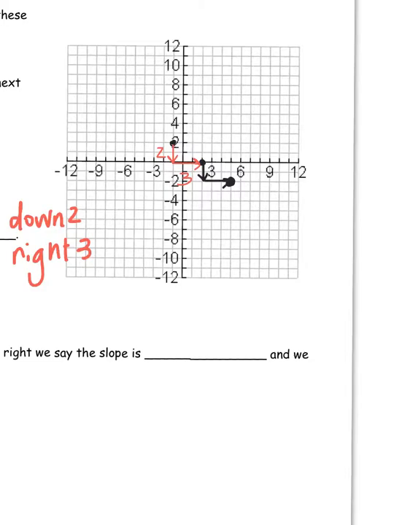Then I'm going to go down 2 and right 3 again. And there's another point. It looks like it is at 8, -4. And then again I'm going to go down 2 and right 3. And I'm going to end up right here.